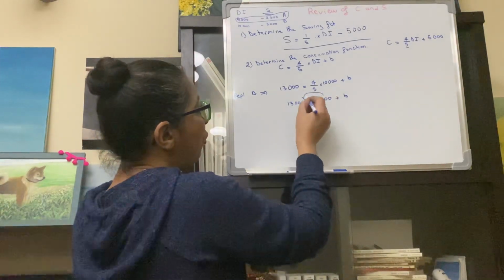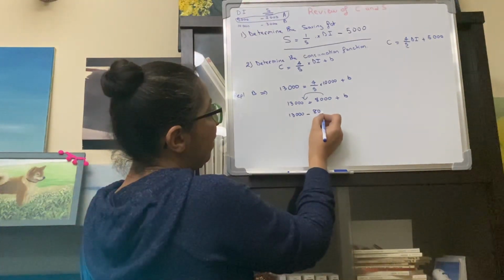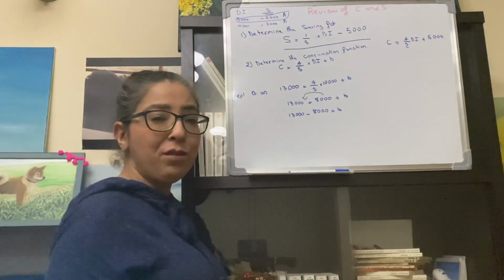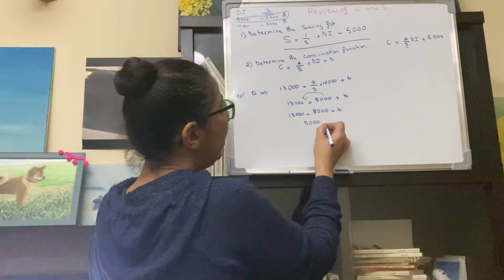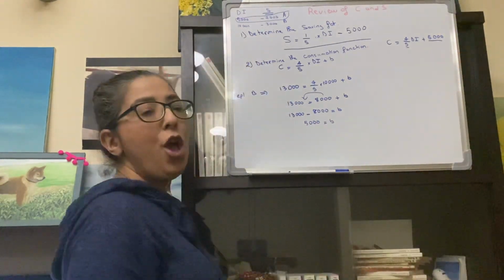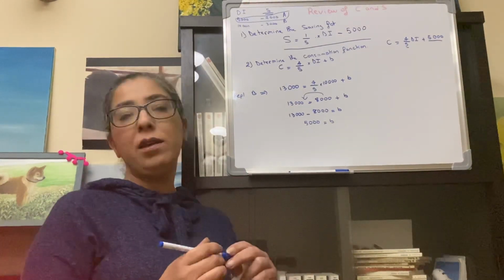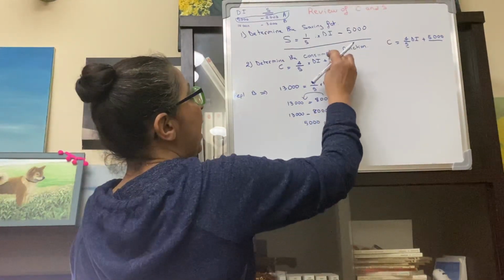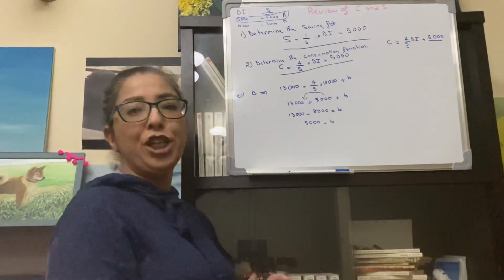I will move this one over here. So 13,000 minus 8,000 is equal to B. 13,000 minus 8,000 is equal to 5,000. So 5,000 is equal to B. That's exactly what we have found here. Whatever method you use, you need to find exactly the same numbers. Okay? So now I'll rewrite my B and I'm done with my function. That's your solution.